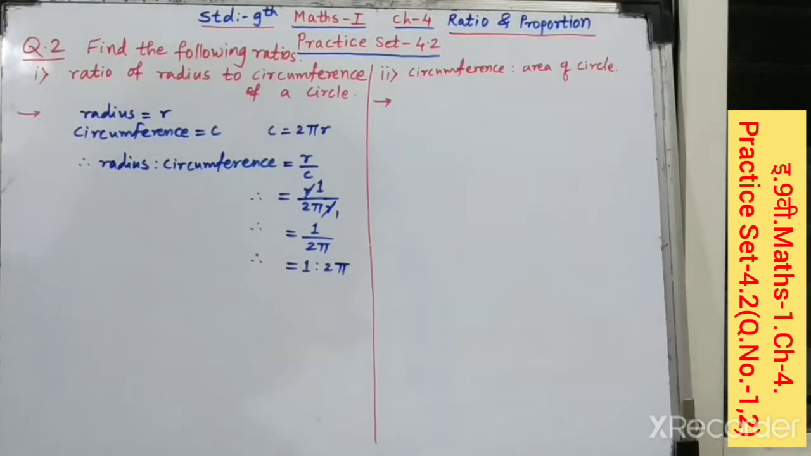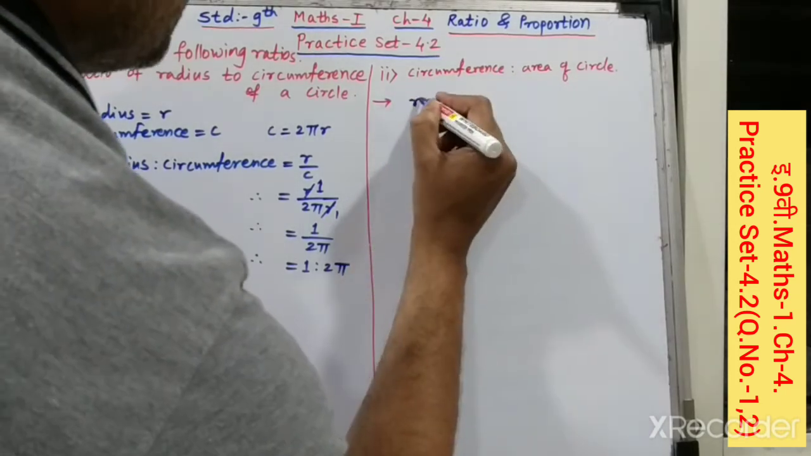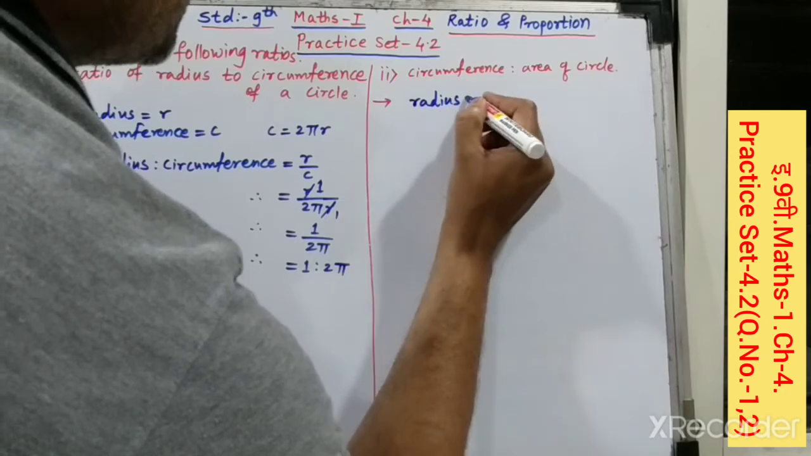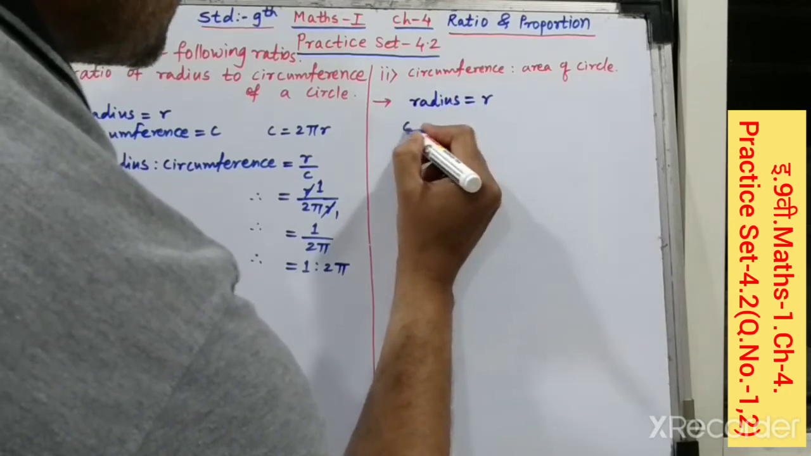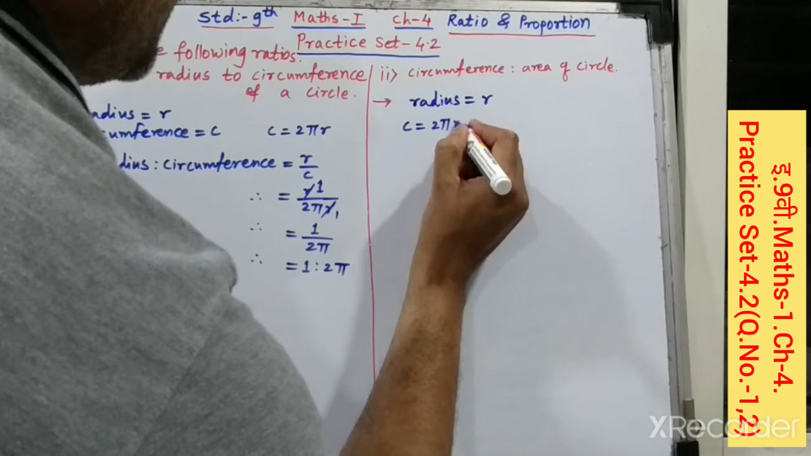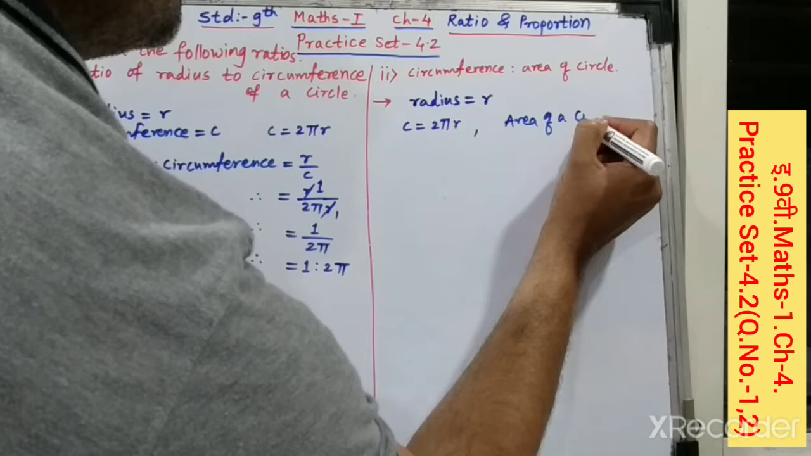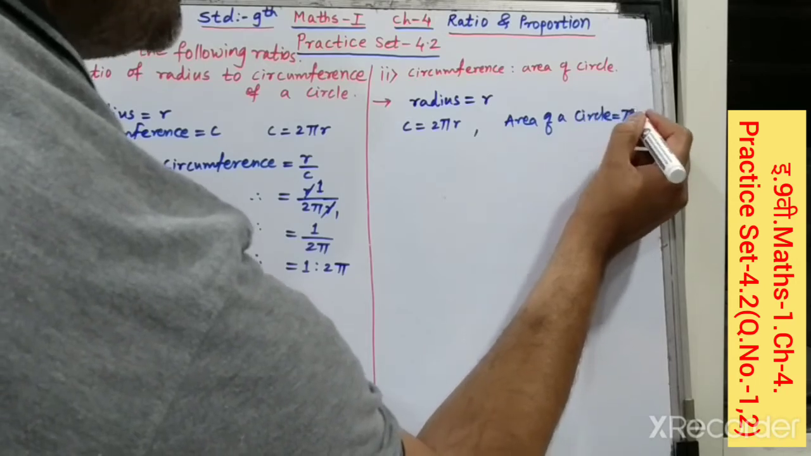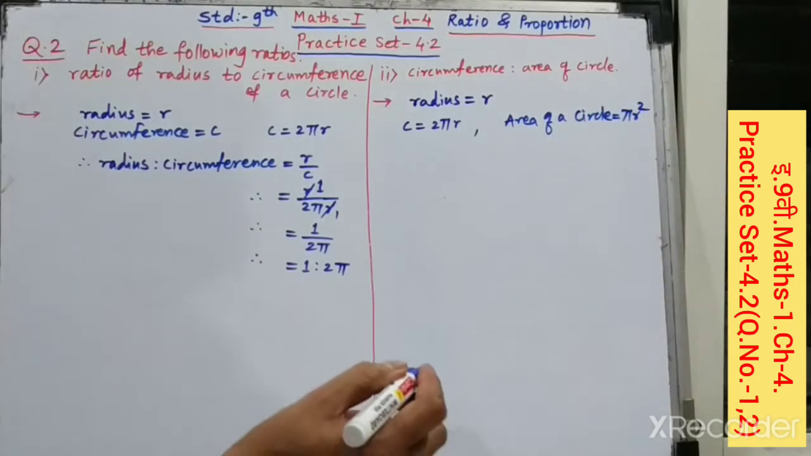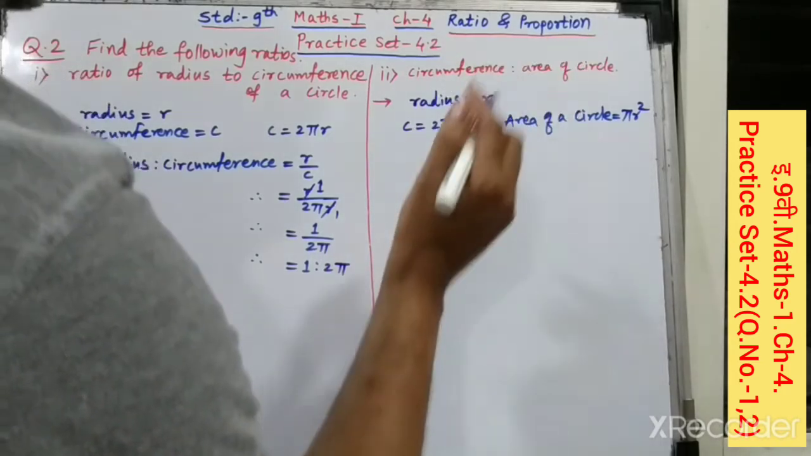Now the second example is we have to find the ratio of circumference of a circle with the area of circle, and here the radius of circle is denoted by r. So here it is given that radius is denoted by r. So circumference is equal to 2 pi r. This is the formula, we know that. And area of a circle is pi r square. So we have to take the ratio of circumference to area.